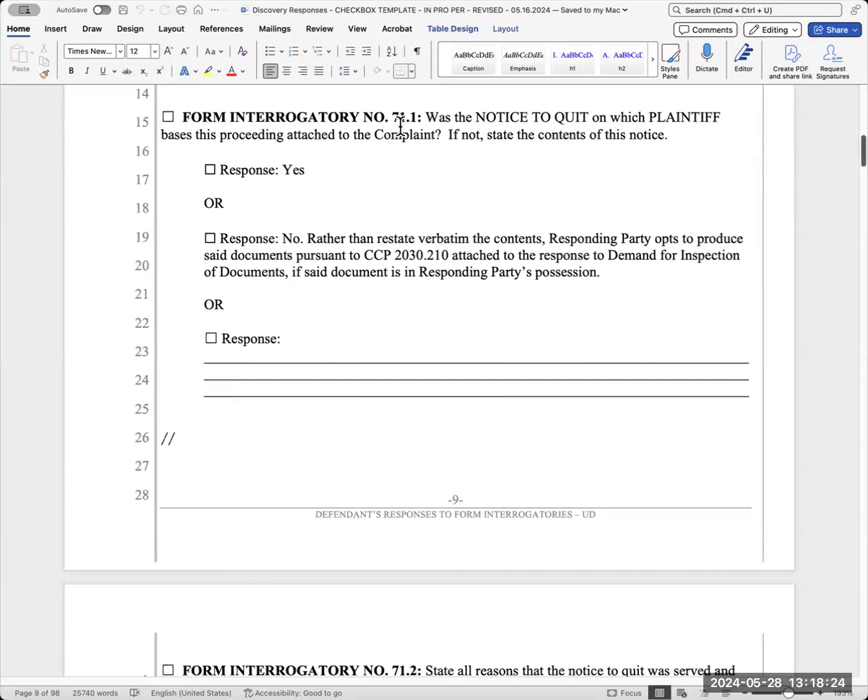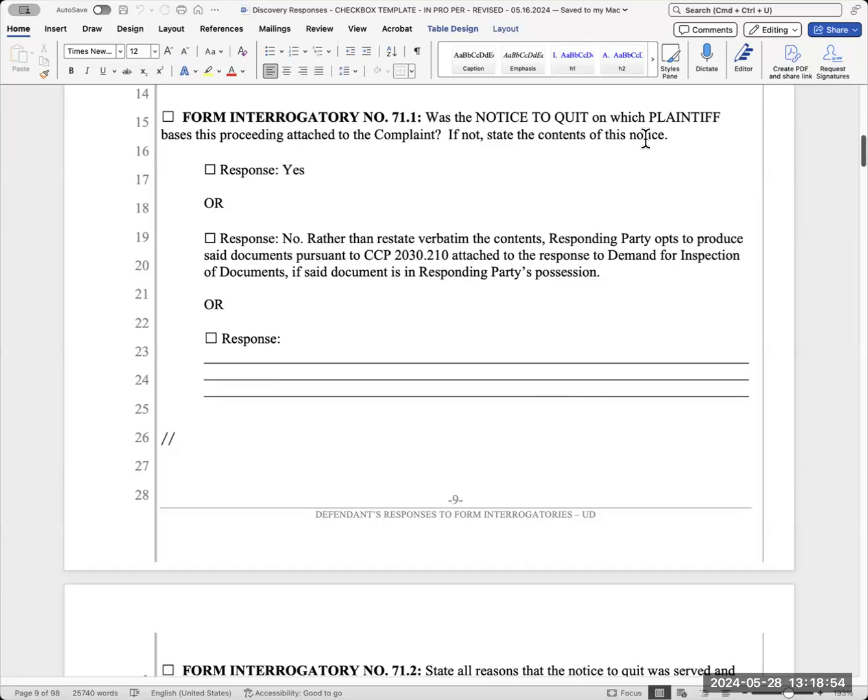71.1, was the notice to quit on which the plaintiff bases this proceeding attached to the complaint? And if not, state the contents of this notice. Okay, so this is basically saying you should have received a notice of some sort. 3 days to pay rent or quit, 30 days to pay rent or quit, notice to perform covenants or quit, notice to cure or quit, or so many days to quit.